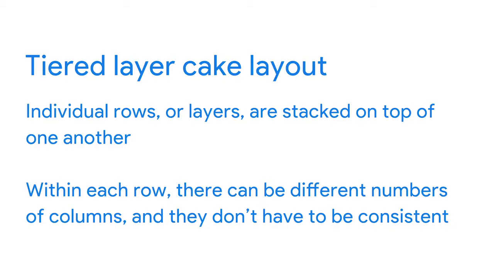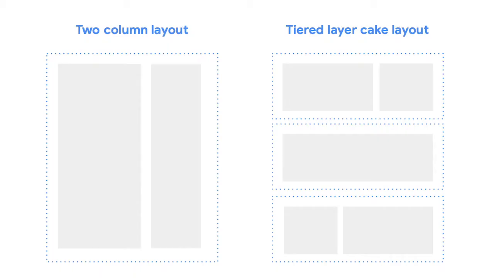A tiered layer cake is just what it sounds like. It looks like a layered cake with individual rows or layers stacked on top of one another. Within each row, there can be different numbers of columns, and they don't have to be consistent. The tiered layer cake layout is often used in responsive website design, as layers can easily be swapped out or moved around. The tiered layer cake layout differs from a regular multi-column layout in that there is no all-encompassing container or long-running sidebars. There can be multiple columns within a layer though.